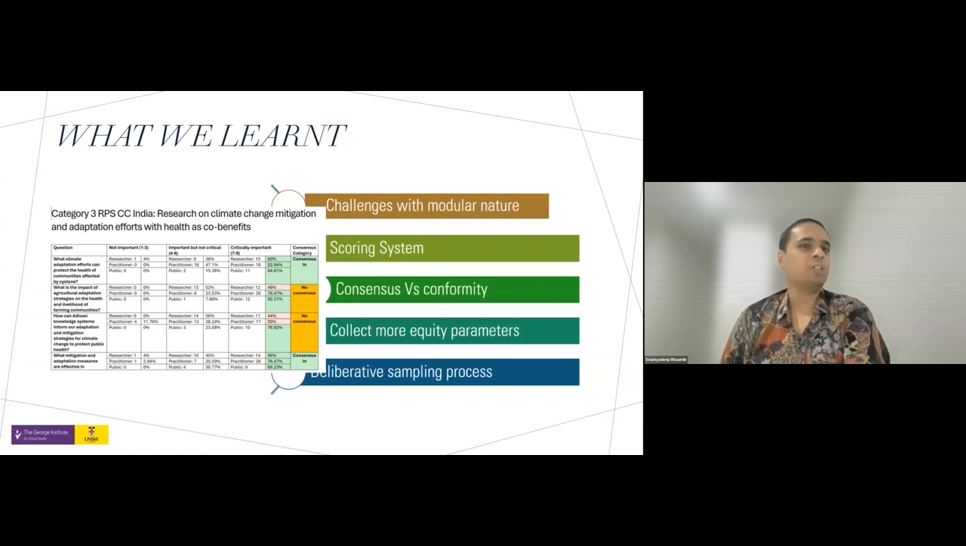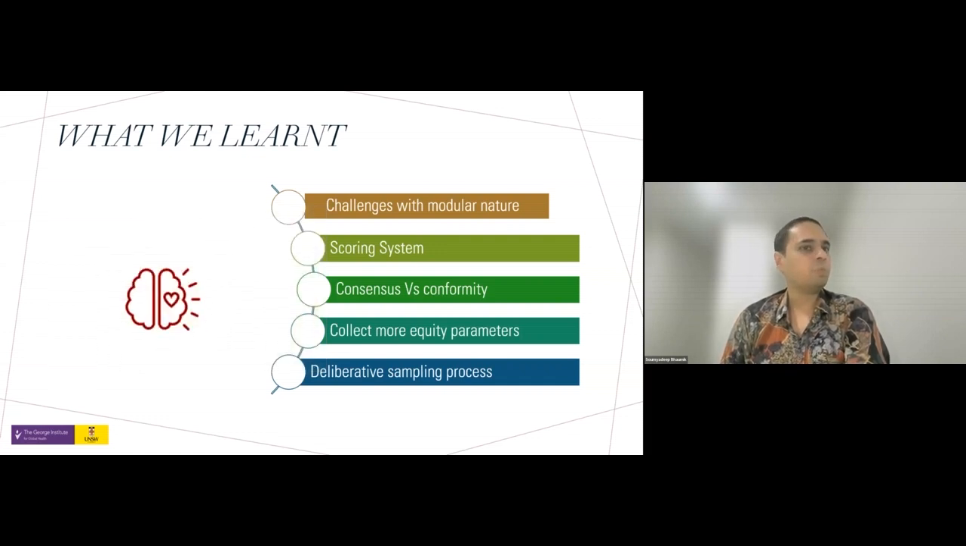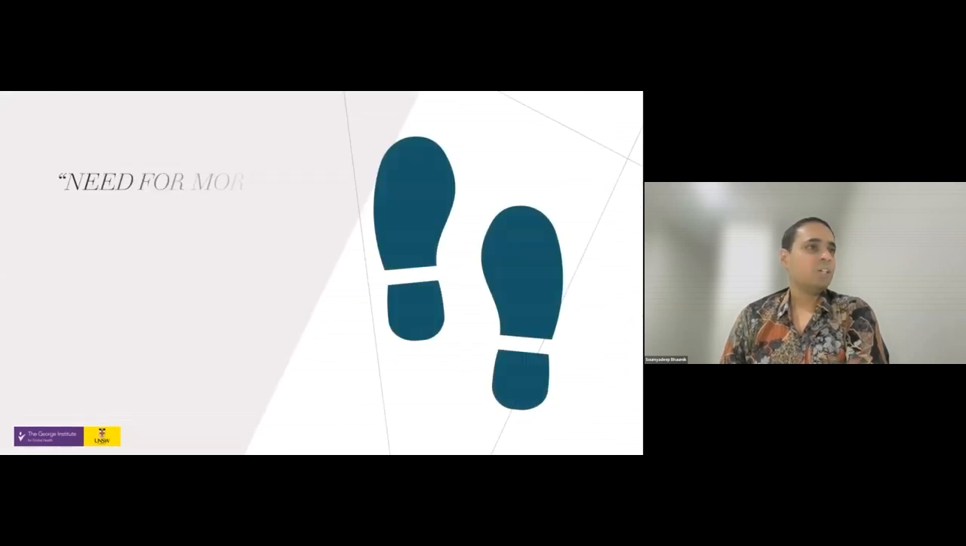So correcting more demographics on it is required. We also think deliberative sampling would be quite helpful. For example, we should have probably targeted more people from Adivasi groups or communities and circulated the survey to them. That would have probably improved the equity and inclusivity better.